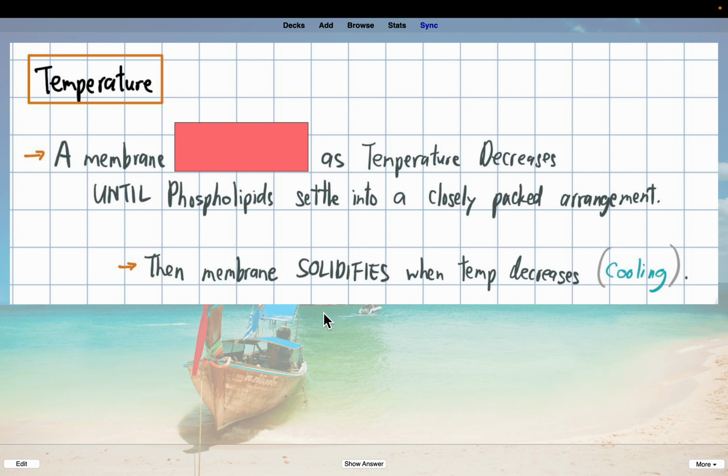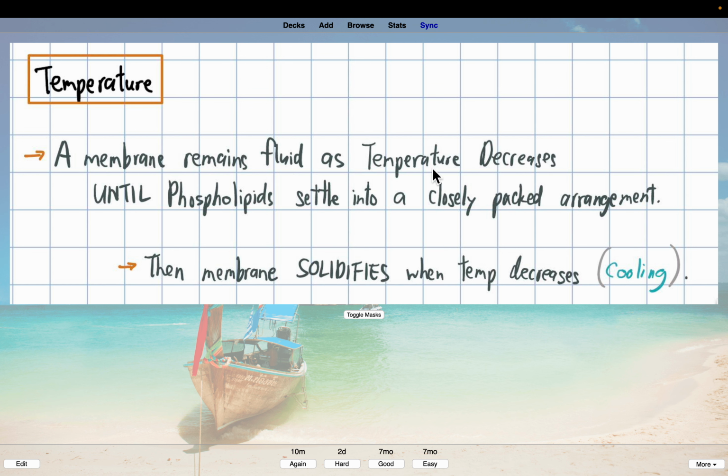Temperature. A membrane remains fluid as temperature decreases until phospholipids settle into a closely packed arrangement. Then, the membrane solidifies when the temperature decreases, in other words, cooling.